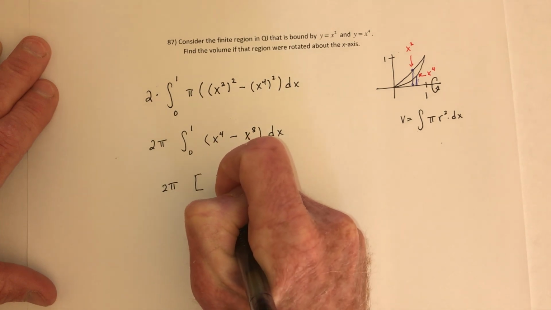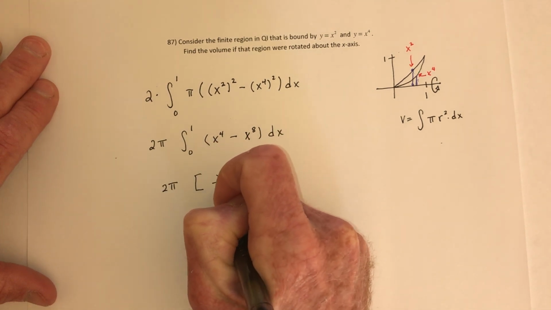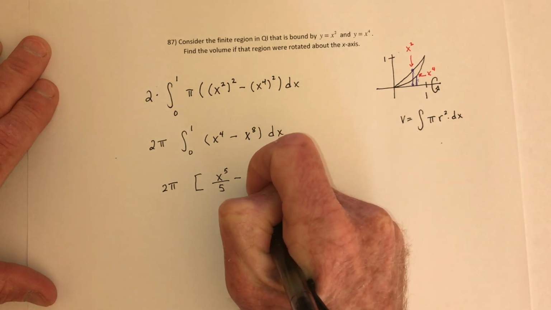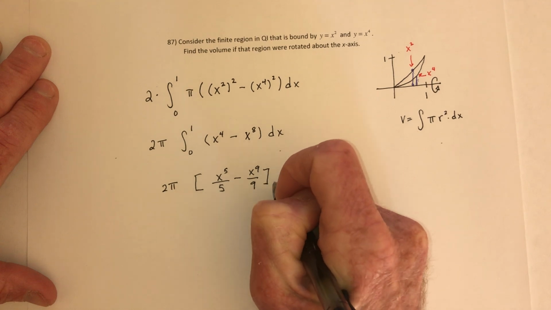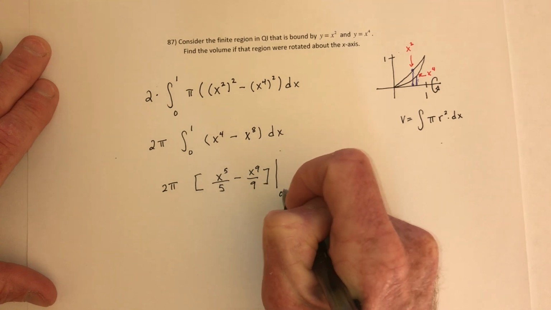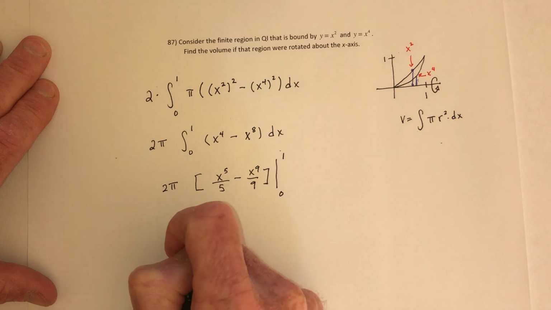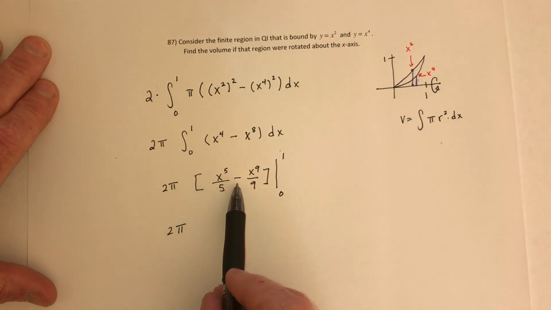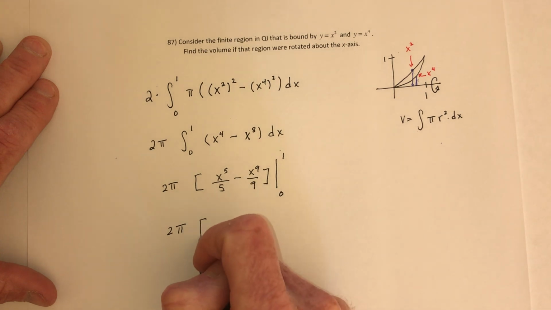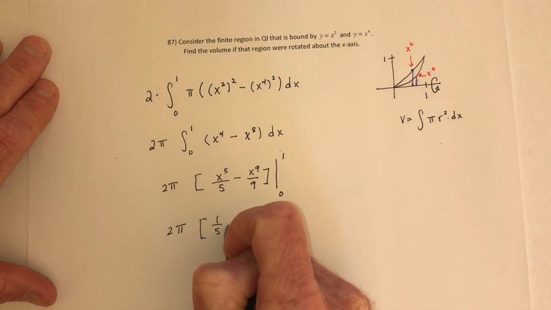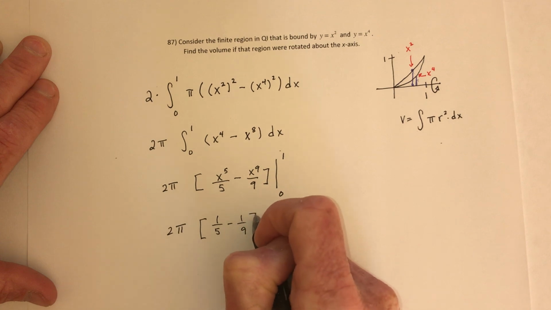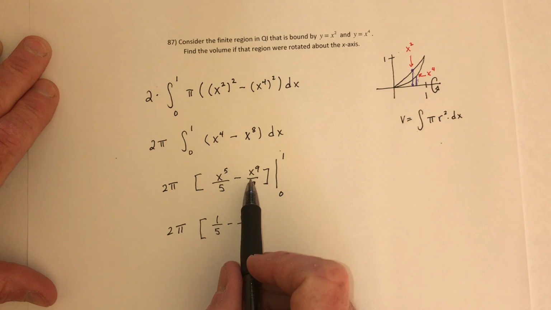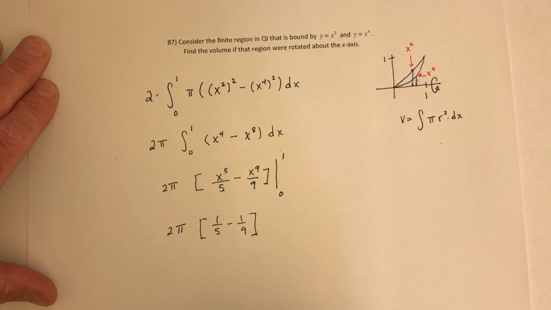So for the first one, it's going to be x to the 5 over 5. This one will be x to the 9 over 9. And then evaluate from 0 to 1. When you substitute a 1, this is going to be 1/5 minus 1/9. And then when you substitute 0, that's going to be 0, and that's going to be 0. So the 0 contributes nothing to the problem.